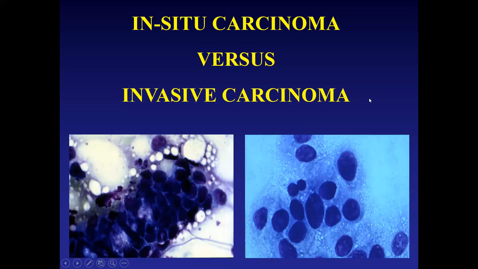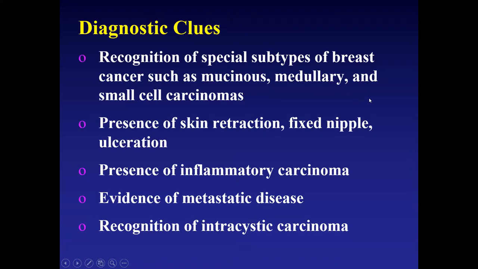So, diagnostic clues to try to make a distinction between in situ versus invasive cancer are recognition of a special subtype of breast cancer, such as mucinous, medullary, and small cell carcinomas, presence of skin retraction, fixed nipple, ulceration, presence of inflammatory carcinoma, evidence of metastatic disease, and recognition of encysted carcinoma.